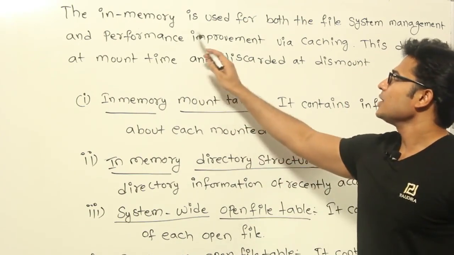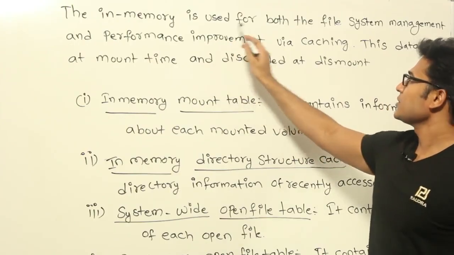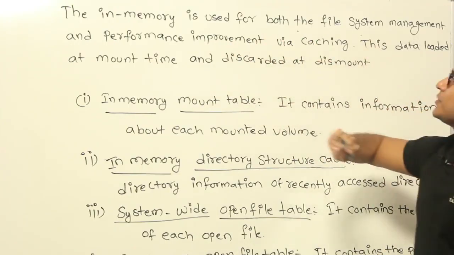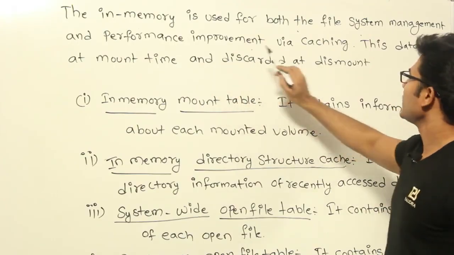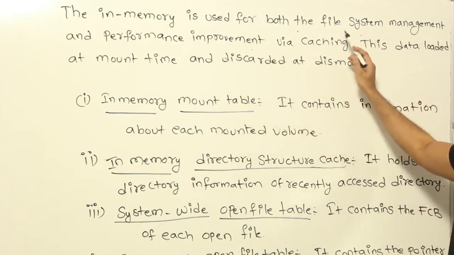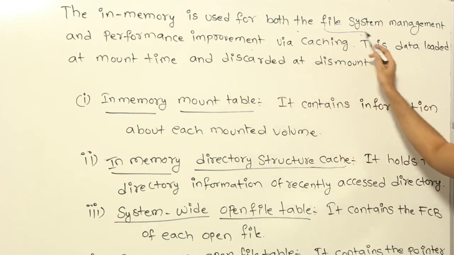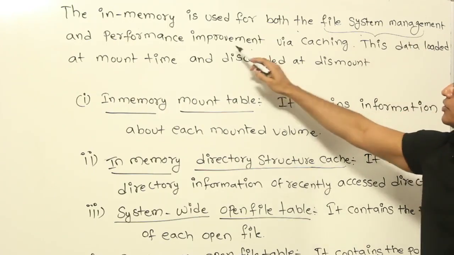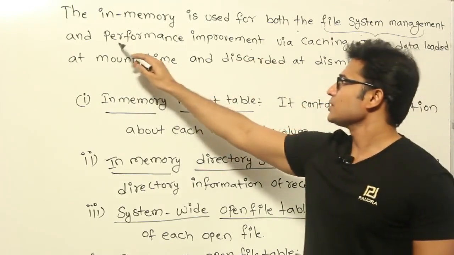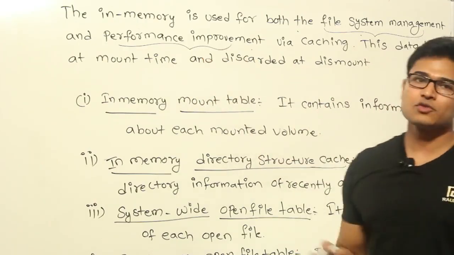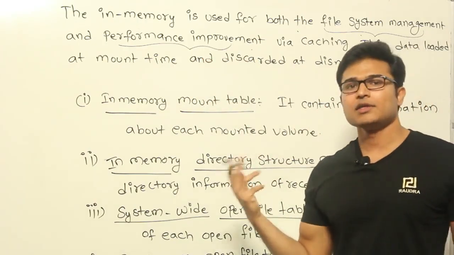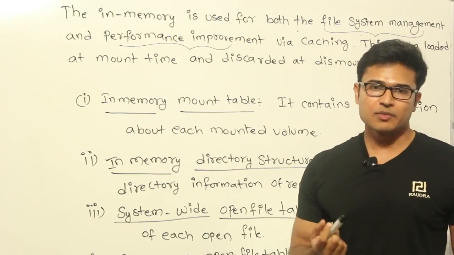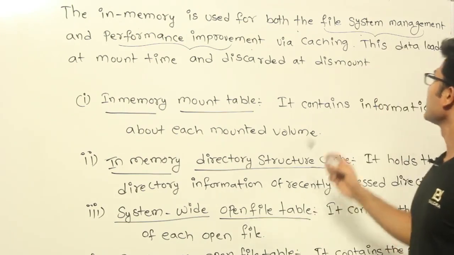Now the in-memory data structure is used for both the file system management and the performance improvement via caching. So we are going to maintain some data which will be helpful in managing the file system, and also it is going to give us performance improvement. So how is performance going to be improved? If we have something in the main memory, it will always be easy for us to get it compared to the information which is present in the hard disk.